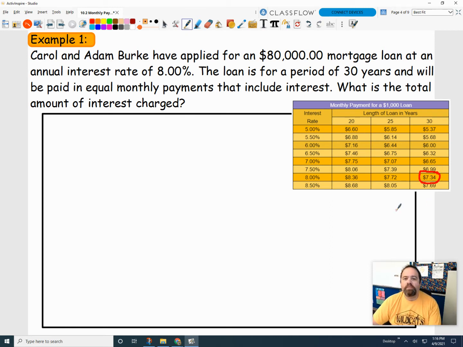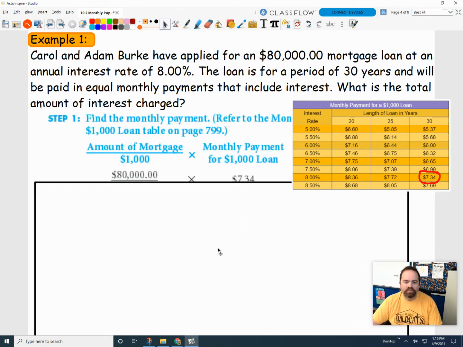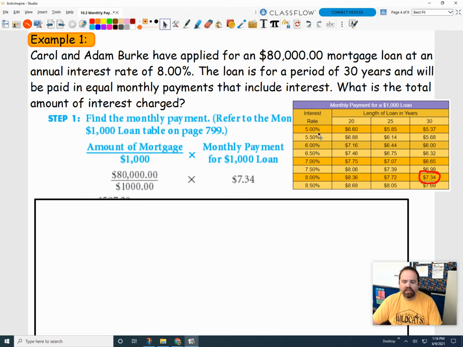Okay, so we need to be able to figure out what to multiply that by. They're borrowing $80,000. So we're going to take their $80,000 and divide it by 1,000. That's going to make it line up on our table. And then we multiply that by the dollar amount from our table based on how many years and their interest rate. If I take that $80,000 and divide it by 1,000, that's 80. So we're going to take 80 times 734 to get our monthly payment amount here.